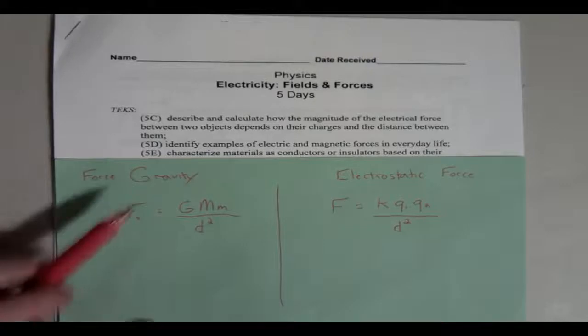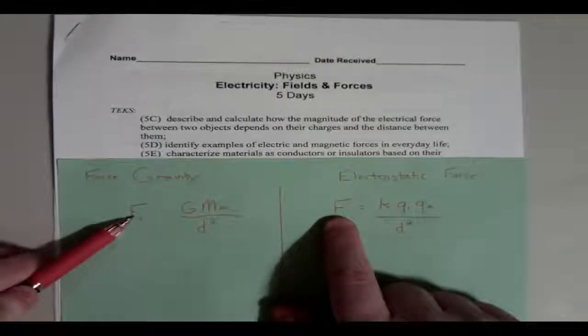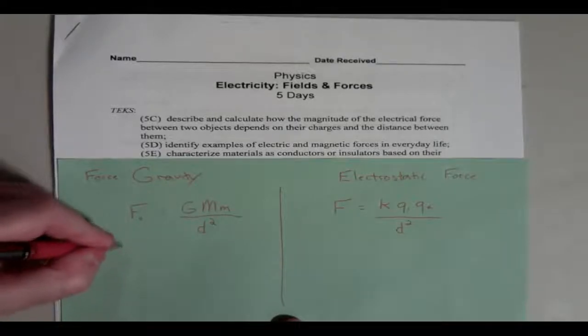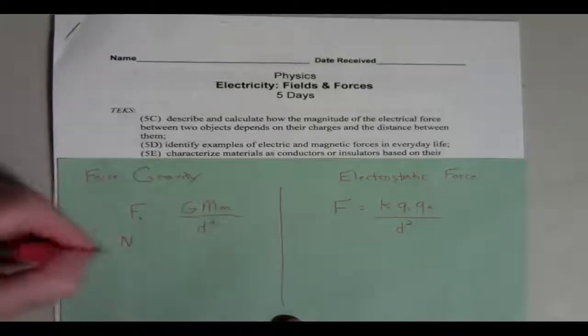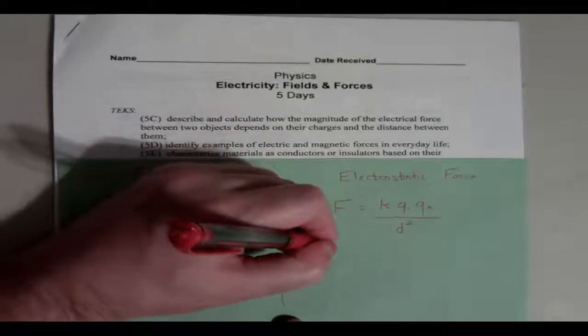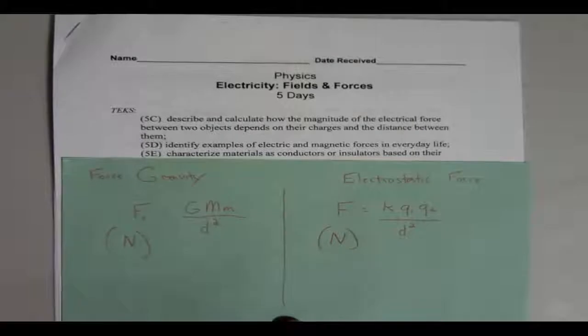Okay, so notice they're both forces. So remember, when you're dealing with forces, the unit is newtons, right? So the force of gravity is in newtons, and the electrostatic force is also going to be in newtons.